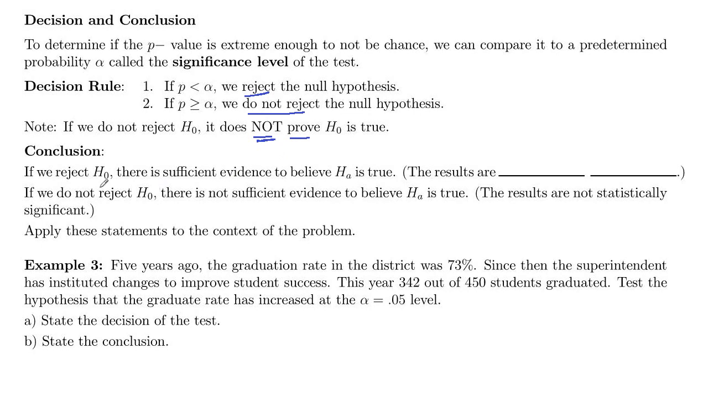When we do reject H0, when your p-value is less than alpha, we say that there is sufficient evidence to believe that HA, the alternative hypothesis, is true. When this happens, that's what we call a statistically significant result. So we say the results here are statistically significant.